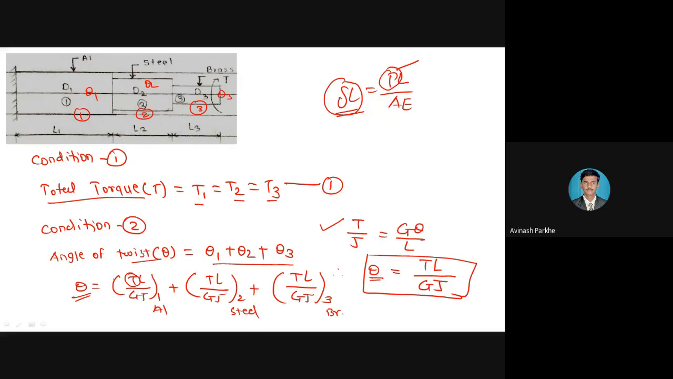Based on this last type, we have to solve one sample numerical. How to calculate the shear stress induced in shaft number 1, shaft number 2, and shaft number 3. Shear stresses we have to calculate separately, and in addition, I have to calculate the total angle of twist. So the total angle of twist is equal to theta 1 plus theta 2 plus theta 3, depending upon the number of shafts connected.